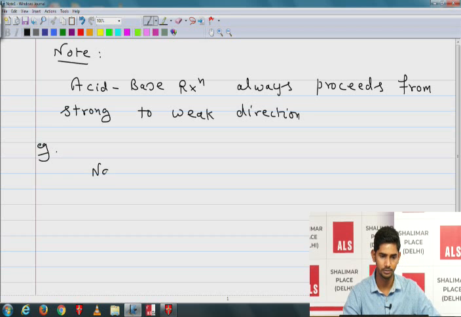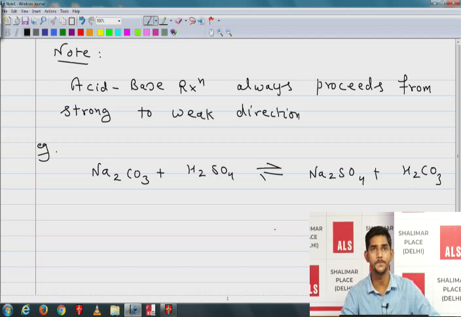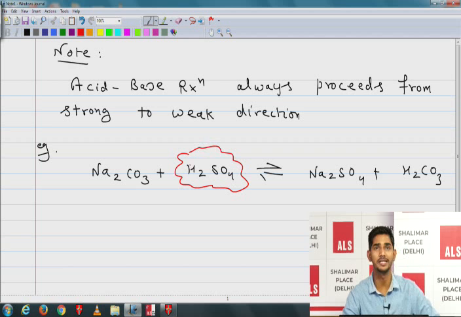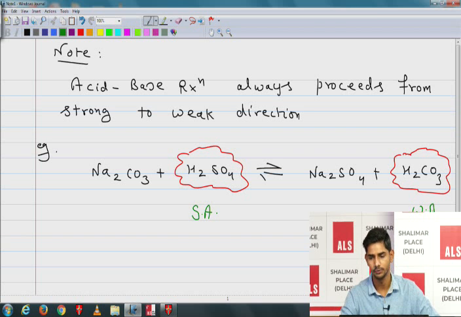For example, Na2CO3 plus H2SO4 is giving you Na2SO4 plus H2CO3. Now here I am choosing H2SO4, which is an acid. So on the right hand side as well, I'll choose the acid. So you can pick H2CO3, which is an acid. If I ask you out of these two, which one is stronger and which one is weak, you can simply check out that H2SO4 is a strong acid and H2CO3 is a weak acid.